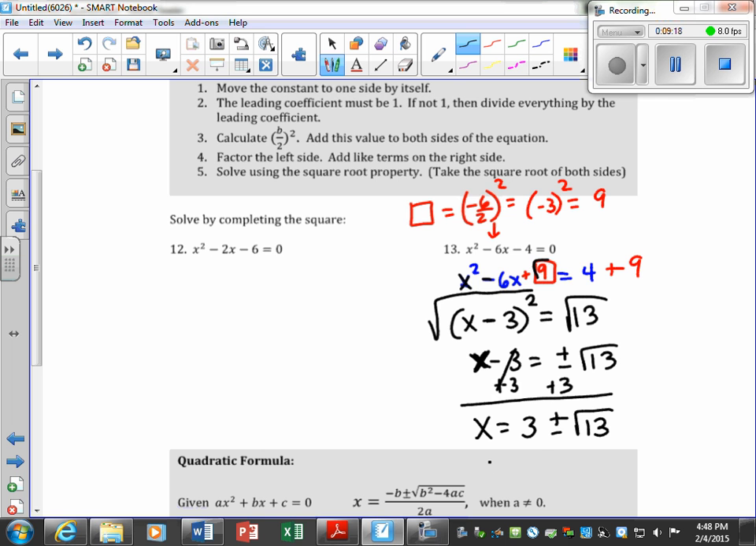For your homework, you will probably separate that into 2 separate terms. One time with the plus, one time with the minus. And you're done.